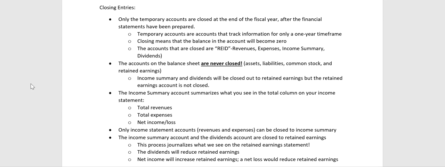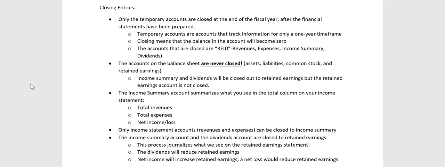In this video, we're going to look at closing entries. There are some important reminders that we should look at before we get into our example. Only temporary accounts are closed at the end of the fiscal year after the financial statements have been prepared. Temporary accounts are accounts that only track information for a one-year time frame. Closing the account means that the balance in the account will become zero, and the accounts that are closed are our revenues, expenses, income summary, and dividends, or that phrase that I gave you in class of REID, R-E-I-D.